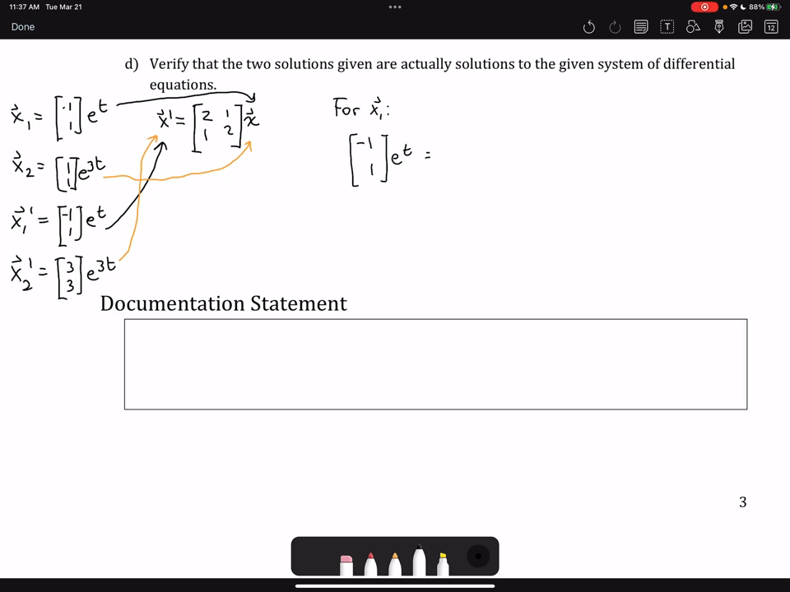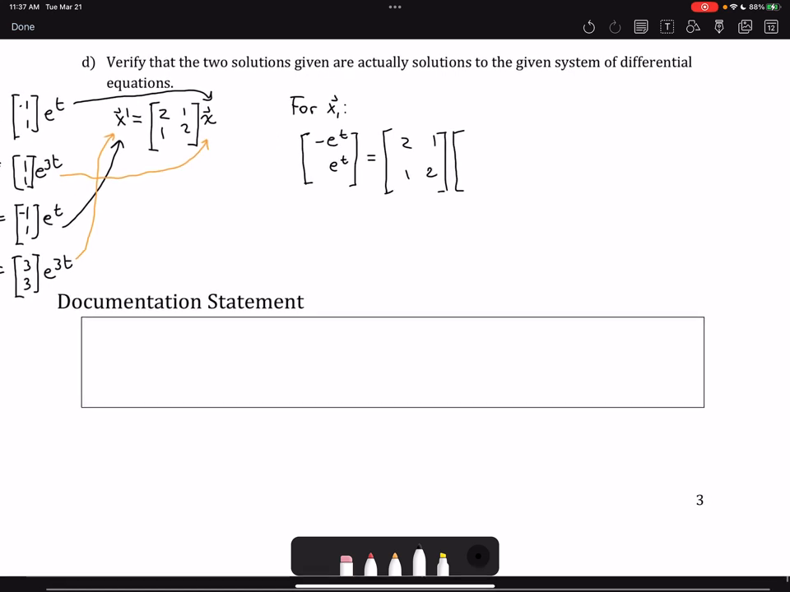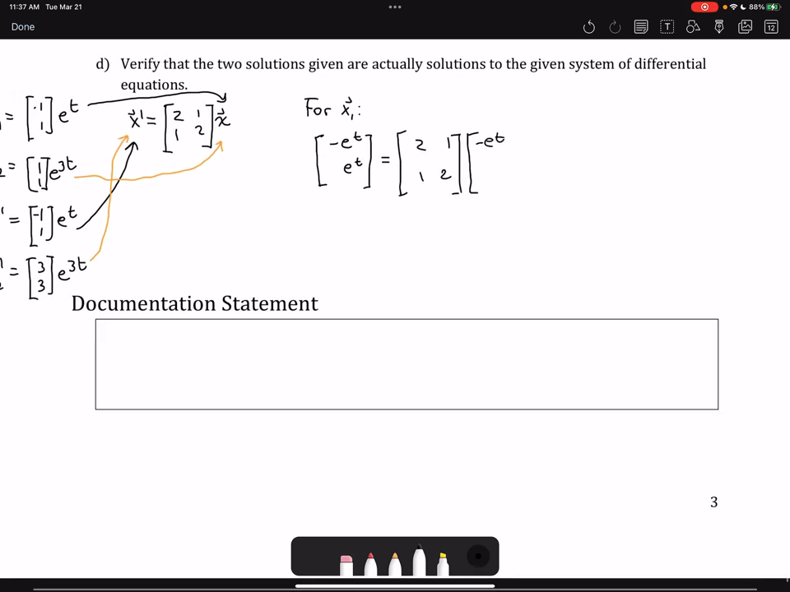And then I'm actually going to distribute the e to the t inside because I think it'll make it a little bit easier for us. So that's going to be negative e to the t and e to the t. And on the other side, we're going to have 2, 1, and 1, and 2. And here, we're going to have negative e to the t, e to the t.